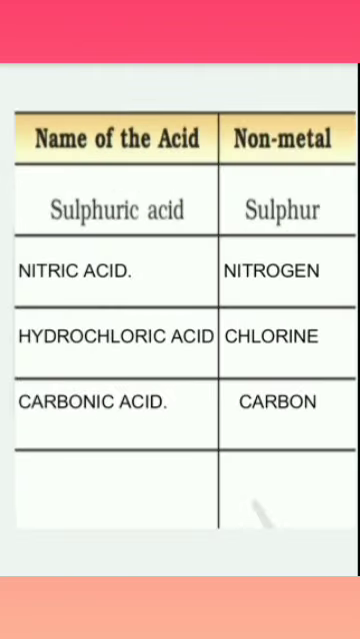And here some examples are given of acids. So what are the non-metals present in the acids? First one, sulfuric acid. Non-metal is sulfur. Nitric acid, non-metal is nitrogen. Hydrochloric acid, non-metal is chlorine. Carbonic acid, carbon. Okay, these are the non-metals present in some of the acids.